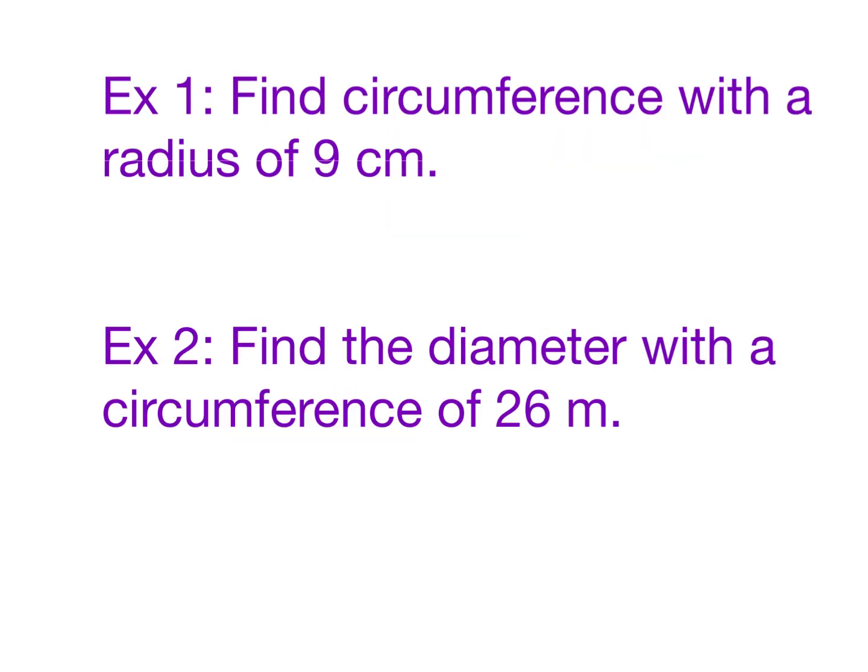All right, so on this first one, it says, find circumference with a radius of 9 centimeters. So I need to find circumference, so obviously I'm going to use circumference formulas. I have two of them. Which one should I use on this one? 2 pi r, why? Because they gave me a radius, right? If they gave me a radius, then I want to use the circumference formula that has radius in it. So 2 pi r. And literally just plug it in.